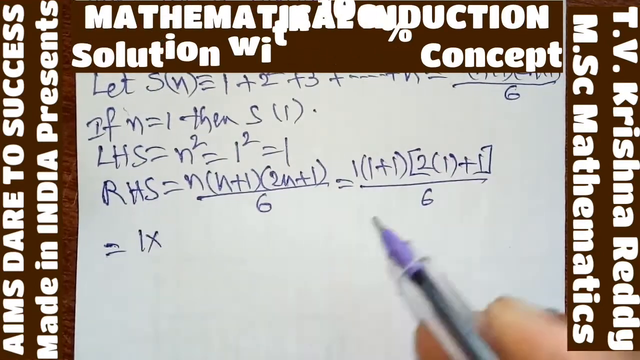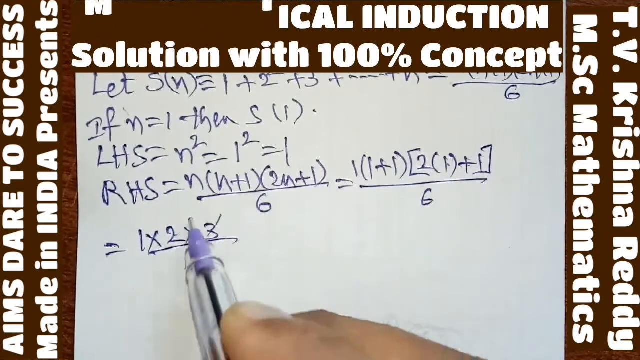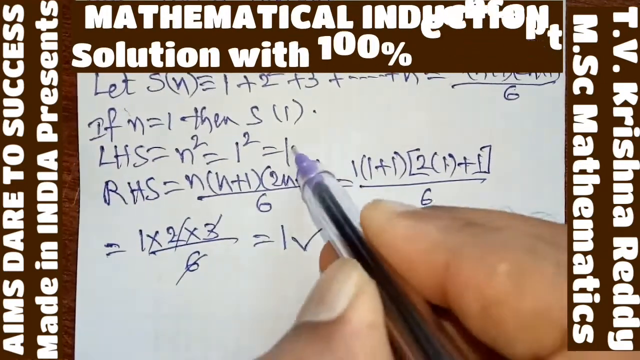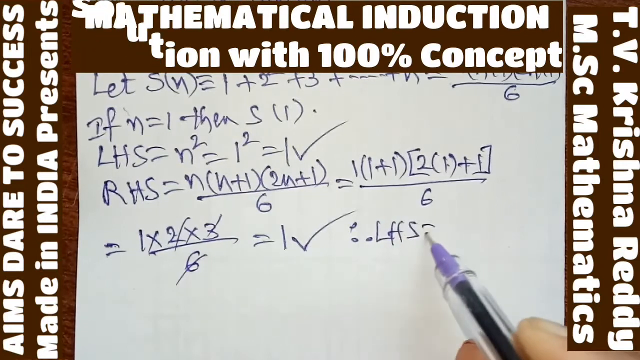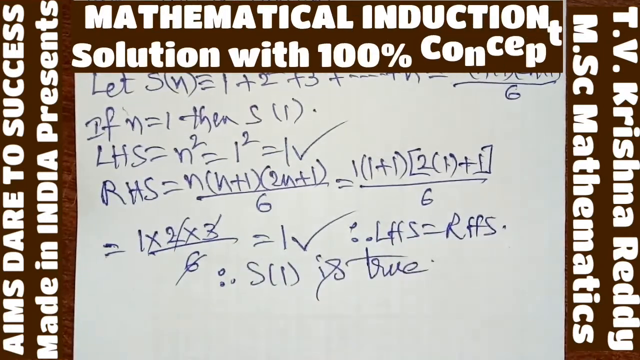This can be written as 1 into 1 plus 1 is 2, into 2 ones are 2, 2 plus 1 is 3, by 6. 2 threes are 6, 6 cancelled. RHS value is also 1, LHS value is also 1. Therefore LHS is equal to RHS. If you get LHS equal to RHS, close your eyes and you can write S of 1 is true.